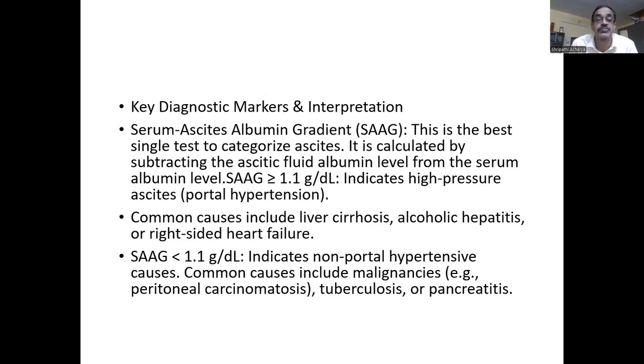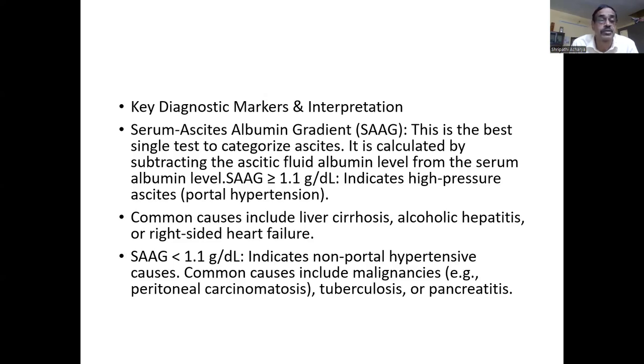SAAG more than or equal to 1.1 gram per deciliter indicates high pressure ascites, portal hypertension. Common causes include liver cirrhosis, alcoholic hepatitis, or right-sided heart failure.